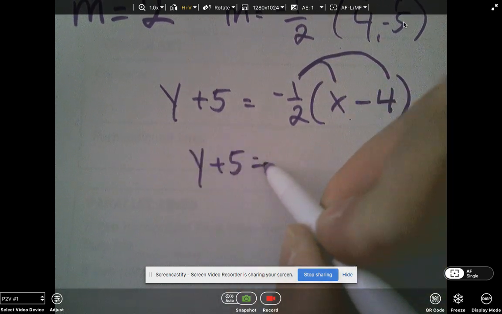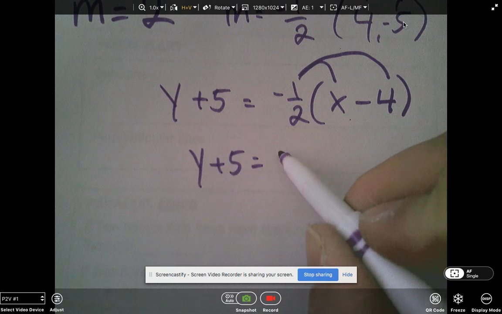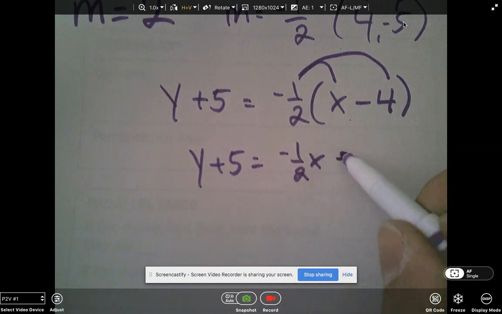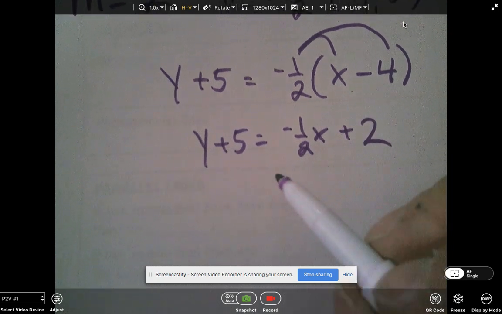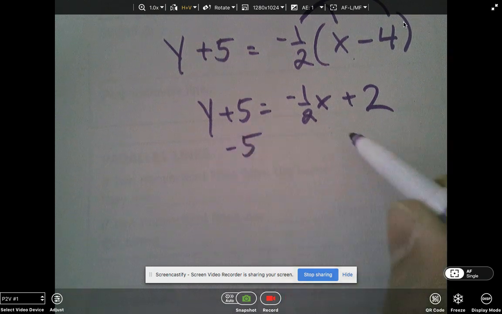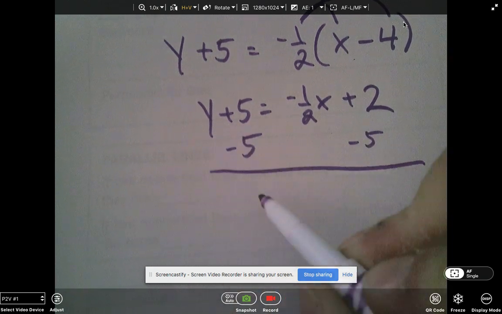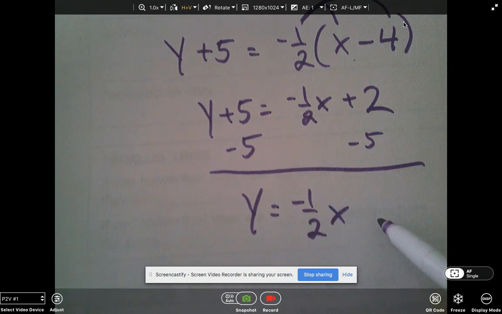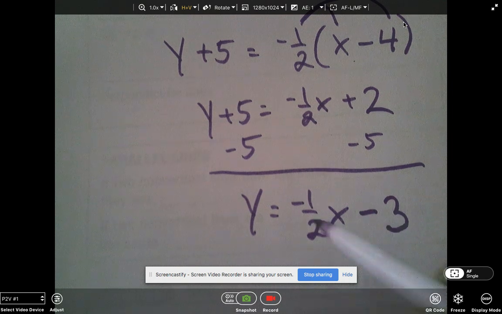So distribute. Anybody want to distribute that? And then this is going to be plus 2. Then there's only one step to do to both sides, and what is that? And you're left with y equals -1/2 x, and then of course that is going to be minus 3.